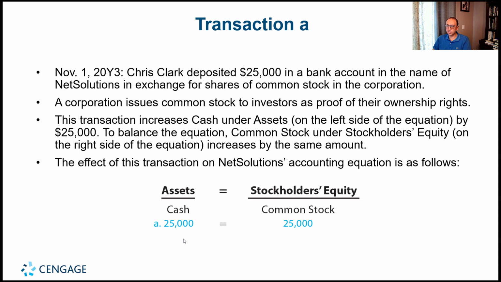And now you see assets, which in this case is our cash, increased by $25,000. Same thing happened to common stock. It also increased by $25,000. So the effect of this transaction on Net Solutions' accounting equation is that, again, we have the same assets and equity with the same amount. Liabilities are not there because the business does not owe anyone or anything yet. So we should have liabilities, but it's going to be zero in this case.